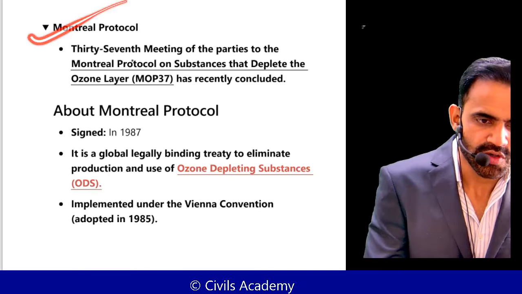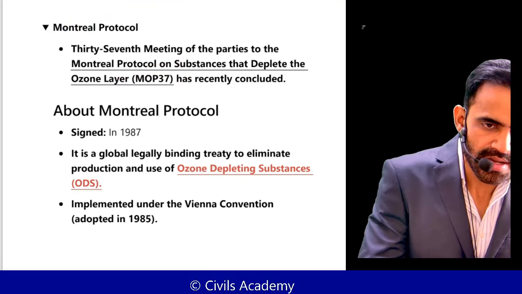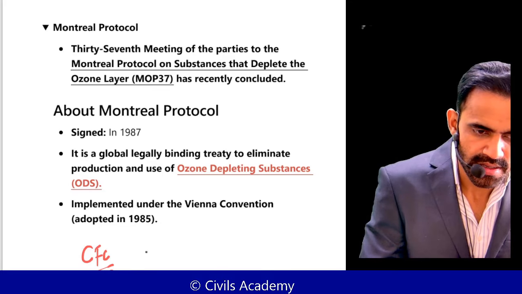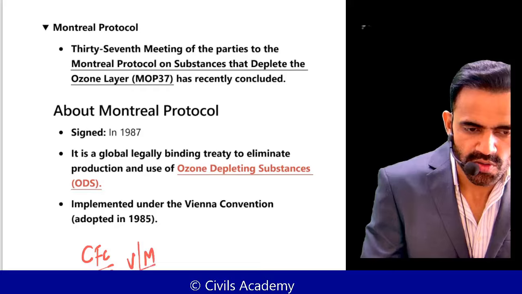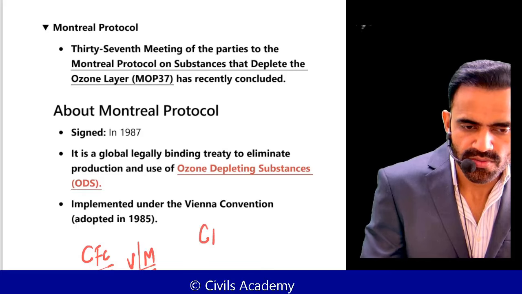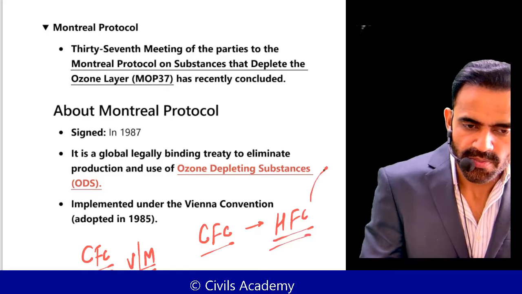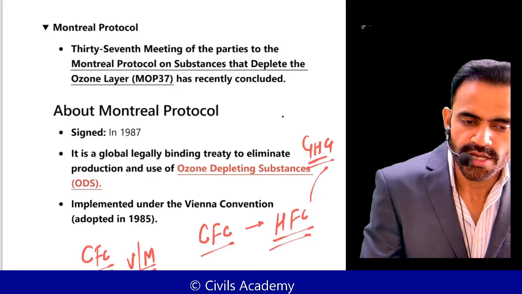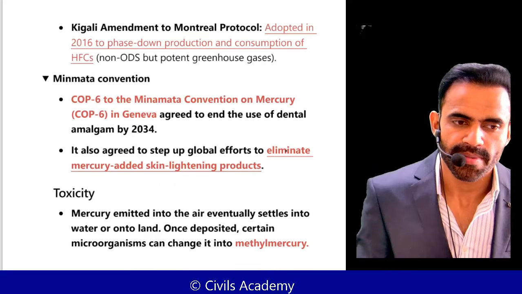And then there is the Montreal Protocol. The 37th meeting was organized recently. Now understand, let me simplify this entire issue. There is CFC, chlorofluorocarbon. They depleted ozone. So that's why the Vienna Convention and the Montreal Protocol were there. What was the objective? To replace CFC. So instead of CFC, we started using HFC. What is HFC? Hydrofluorocarbon. Now the problem is that they do not deplete ozone, but they are GHG. What is GHG? Greenhouse gas. So that's why after Kigali, we are trying to phase them down. That is all about this entire thing.